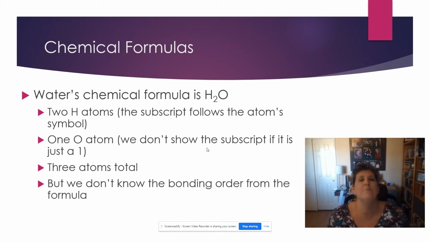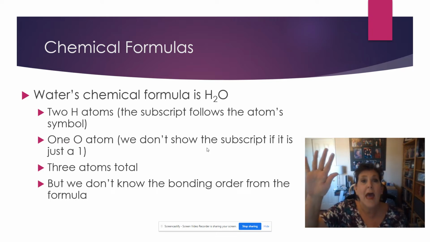Let's look at an example that most everyone knows, water. You probably already knew water's chemical formula was H2O. H2O, that's a chemical formula. It involves the element symbols with little subscript numbers that tell you how many of that atom there are. Now in H2O, what it's telling us is that we have two H hydrogen atoms. So the subscript follows the atom symbol. It's H2. The 2 goes with the H.